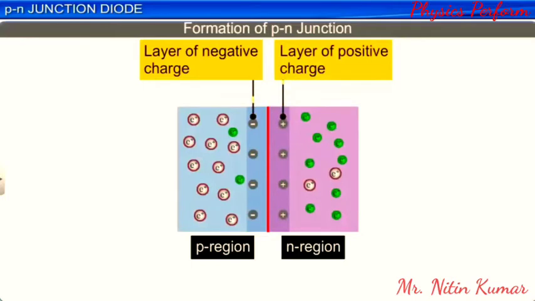The layer of stationary negative charges towards the p side of the junction opposes the diffusion of electrons from the n side.